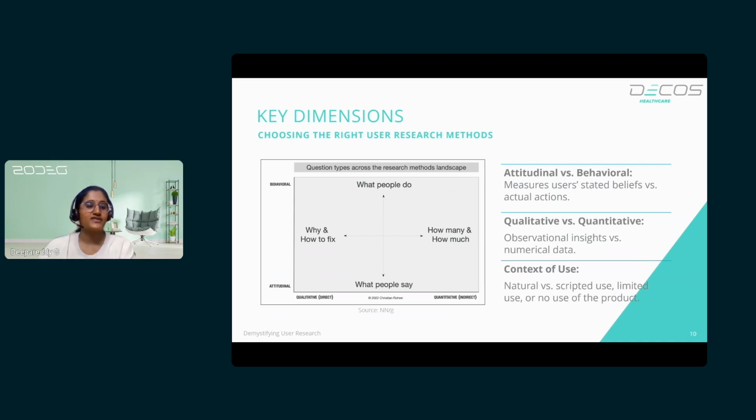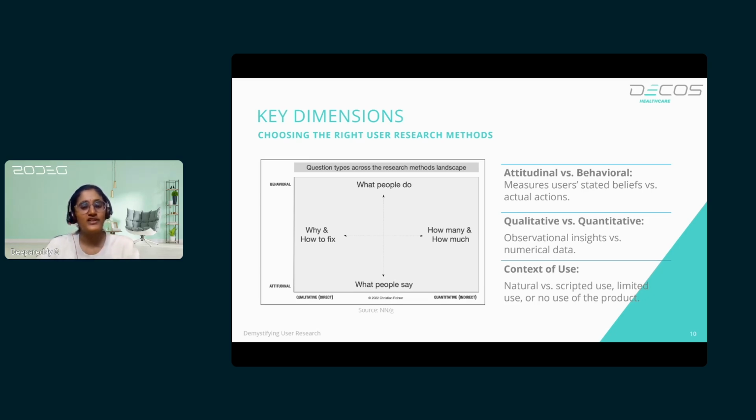Moving on to context of use. Coming to this dimension, which explores how and where user research methods are applied. This dimension helps us understand the different settings in which we can study user interactions: natural use, scripted use, limited use, or no use at all, in the sense of decontextualized. So there are four contexts of use. Let us see them in detail.